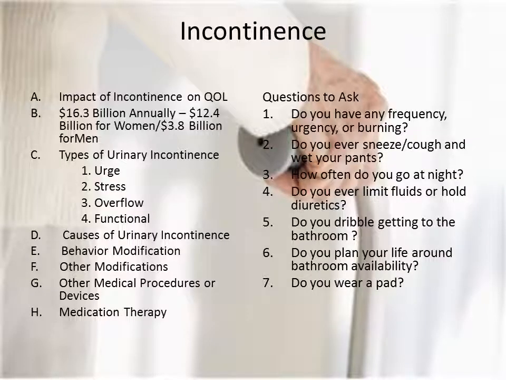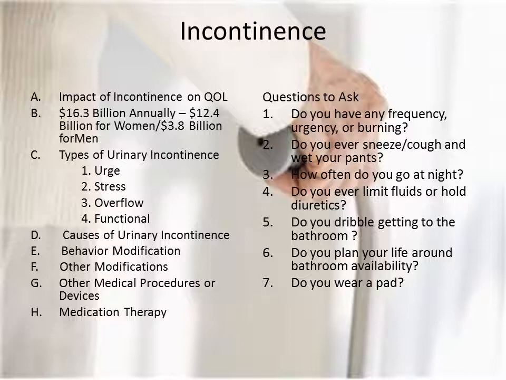Let's talk about incontinence. This impacts quality of life physically, psychologically, socially, domestically. It can be occupationally and sexually. A great deal of money is spent annually on incontinence products, treatment, workup, etc. And let's look at the type of urinary incontinence that we're going to see.